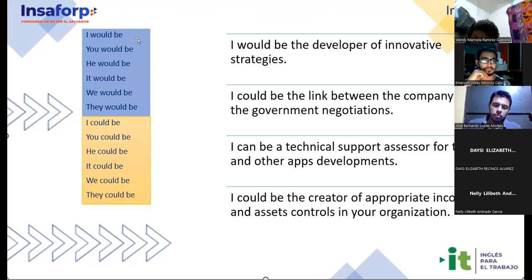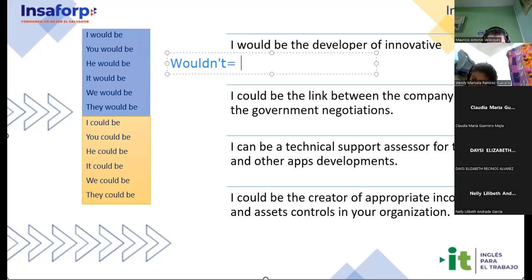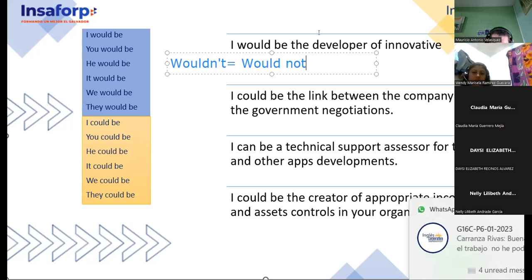Okay, what will be the negative form of would? I would not be. Exactly. And we make this shorter, like wouldn't, right? Wouldn't. And this means would not, okay? This is the negative form. Wouldn't, would not. For example, I wouldn't be the developer of innovative. That doesn't make sense, right? But if we want to say this as a negative form, then we could say I wouldn't be, okay? I wouldn't be.